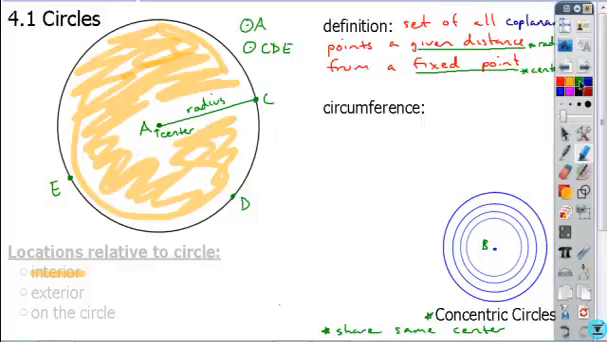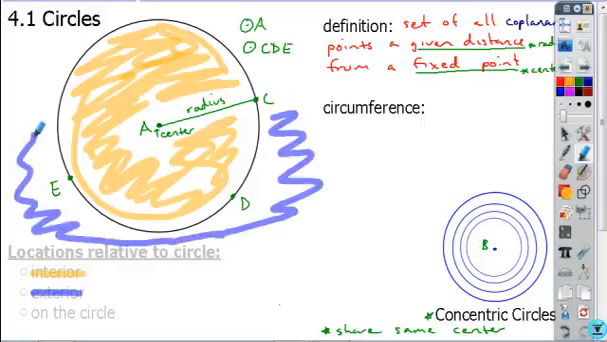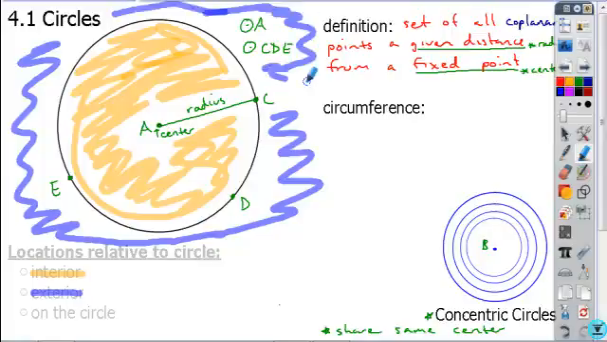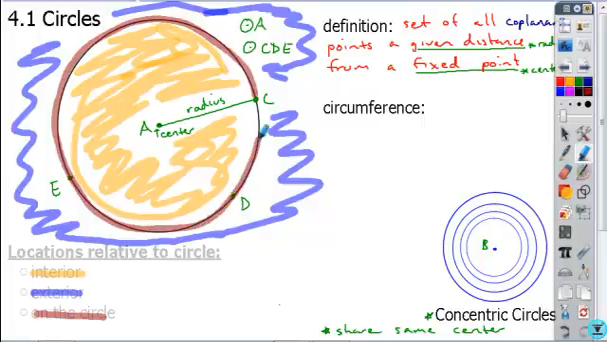Okay, we also have a set of exterior points. All the points that fall outside but not on a circle would be considered to be in the exterior. And then we have the set of points that fall on a circle. The points that fall on a circle are the points that fit the definition of circle. It's the set of all coplanar points that are that given distance from the fixed point.